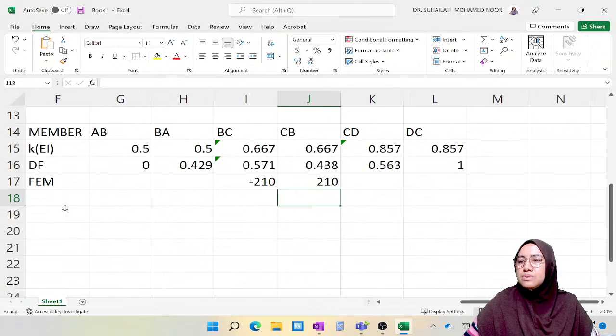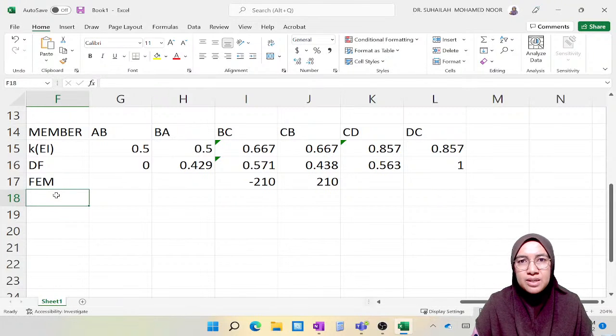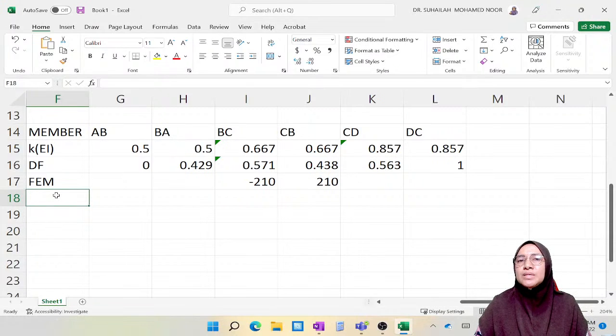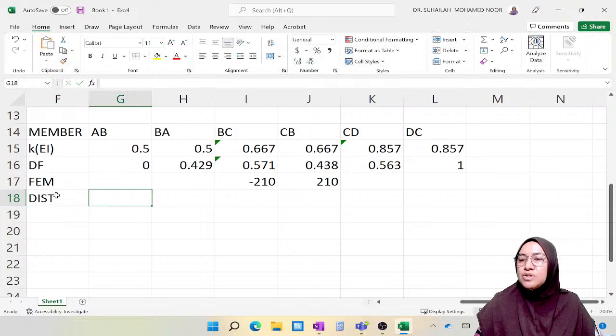Remember that FEM is the first member end moment in the table, and then we start with the first distribution. At distribution level, what we actually distribute is the joint moment, not the member end moment. And joint moment is always opposite to member end moment, like I always repeat in my previous video. The first one is distribution.